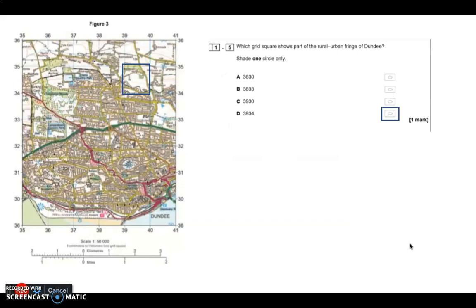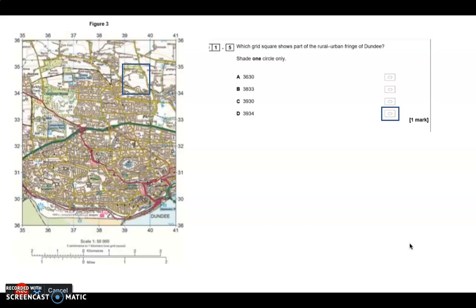The first question on the assessment was a question involving using grid references. I understand that this was a little bit tricky because the map wasn't particularly clear. However, you shouldn't really need to be able to see it in that much detail to be able to answer it. The question says, which grid square shows part of the rural-urban fringe of Dundee? So it really means that you need to understand what that term rural-urban fringe means. If you don't understand that, you can't answer it. Rural-urban fringe means the edge of a city.